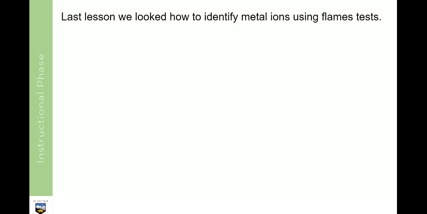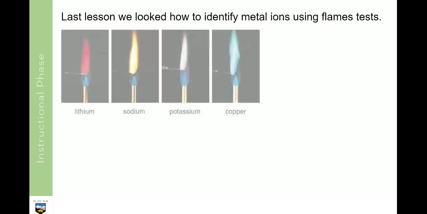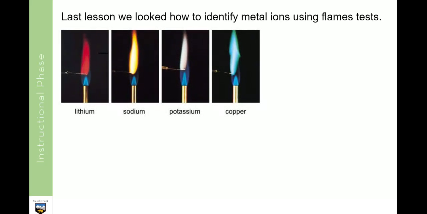So last lesson, we looked at how to identify metal ions using flame tests. And remember, lithium produced a crimson red flame. Sodium produced a yellow flame. Potassium produced a lilac flame. And copper produced a green flame.